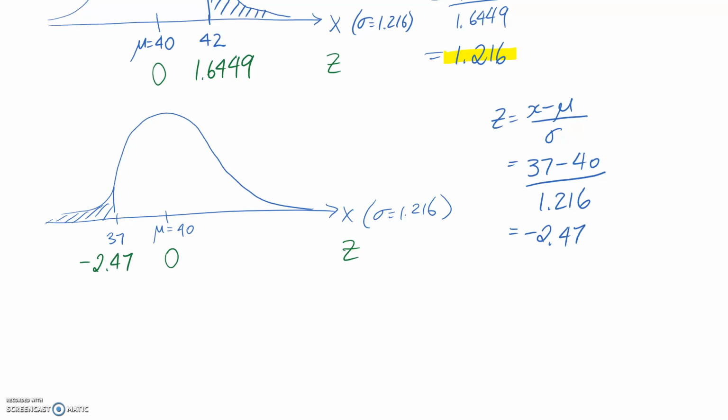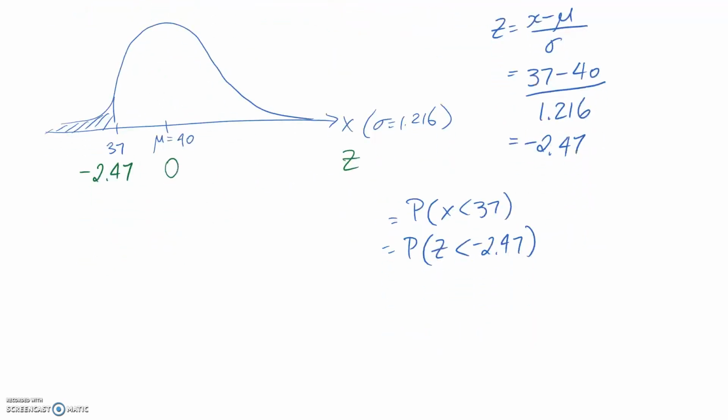So now we need to go and figure out this probability in here using the table. I can write this as the probability of x, our gestation length, being less than 37, or I can write it as z being less than negative 2.47. This is the one though I can look up in a table. Remember though that the table looks at from the mean up until some cutoff point. So I'm going to do a little bit of manipulation.